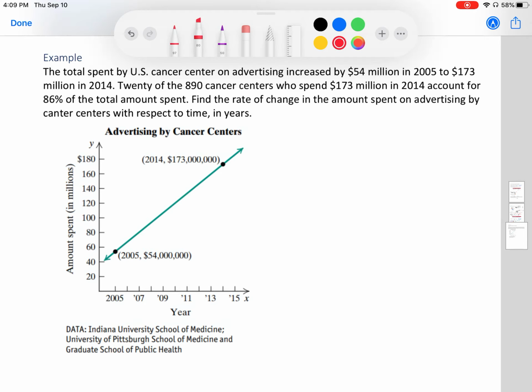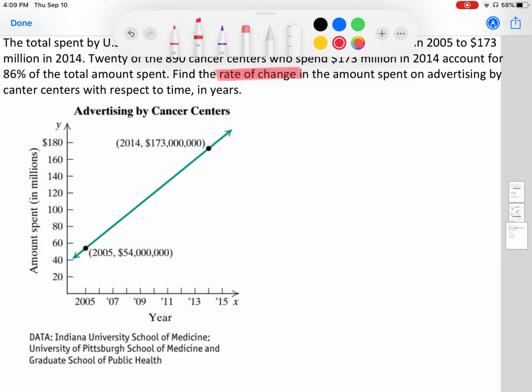All right, when it's asking for the rate of change, it's just asking for the slope. So we want to find the slope of the amount of money spent by these cancer centers. Okay, we have a picture which really helps in order to create this correspondence to the year and the amount spent. So think of these as points. We have these points as 2014 and 173 million, and 2005 and 54 million. So think of these as coordinate points.